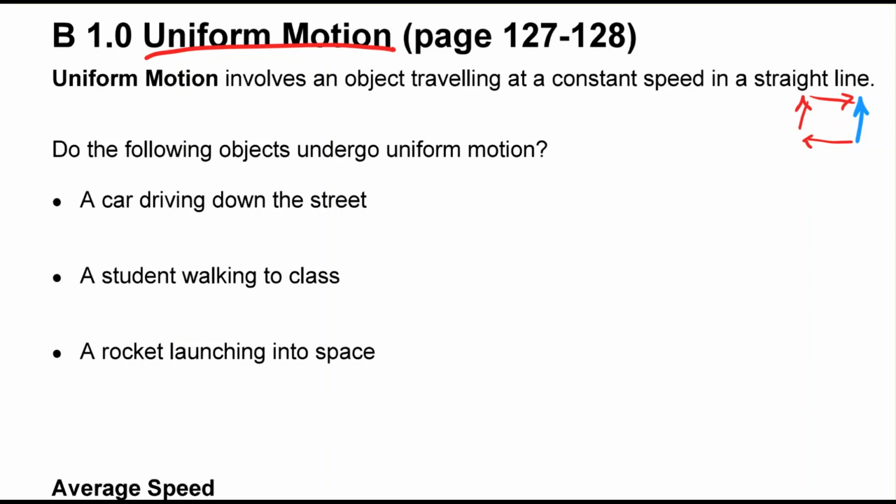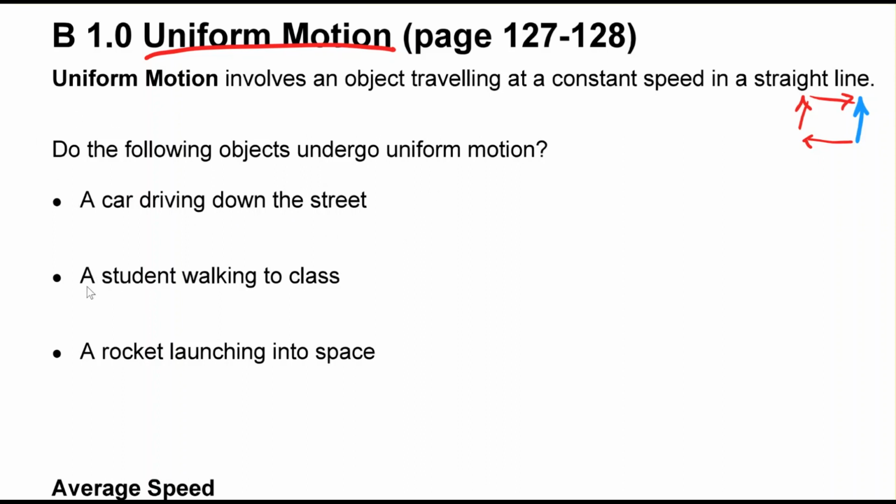Let's think of some other examples of objects that might be traveling with uniform motion. So a regular car driving down the street. Well, have you ever traveled in a car and stayed the exact same speed in the exact same direction for an extended period of time? Maybe, but probably not. So with cars driving down the street, it's pretty darn hard to go the exact same speed in one direction the entire time.